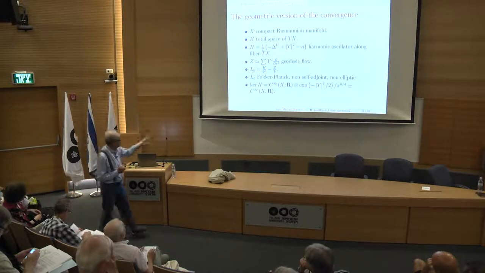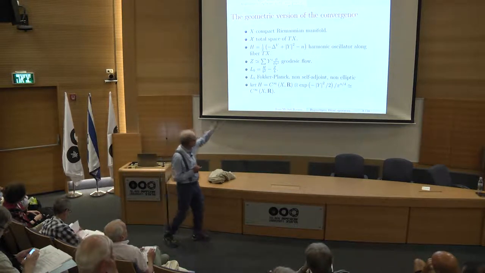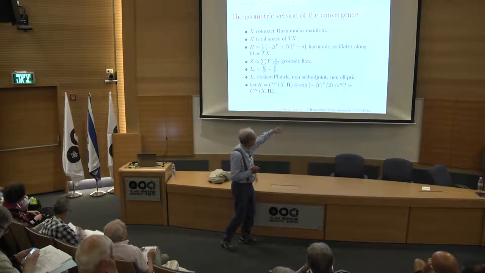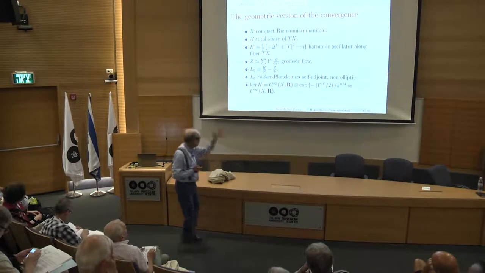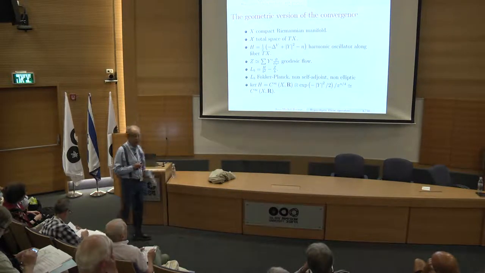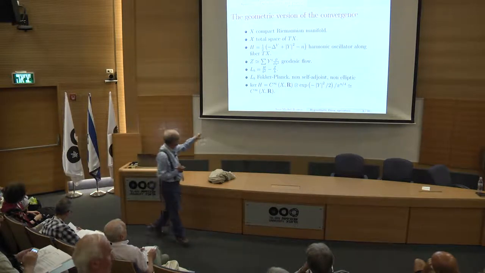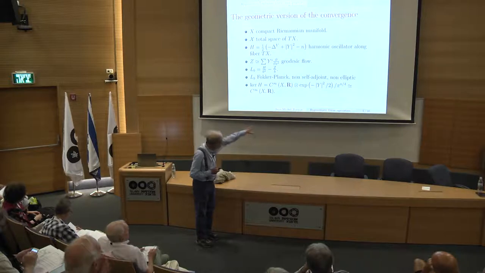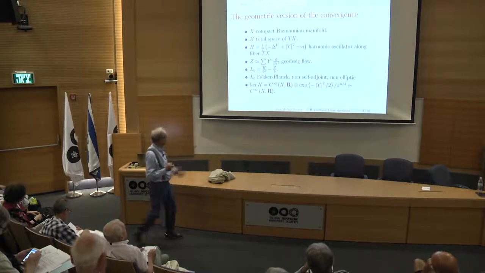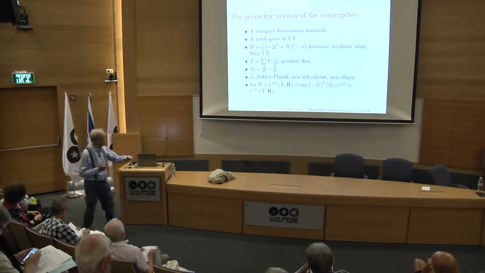So, as I mentioned before, the kernel of the harmonic oscillator is essentially generated by the Gaussian function along the fiber, just the Gaussian function. So actually, you can identify the kernel of H with the smooth functions on the base, tensored by the Gaussian function. And this, in turn, you can identify with the smooth functions on the base.